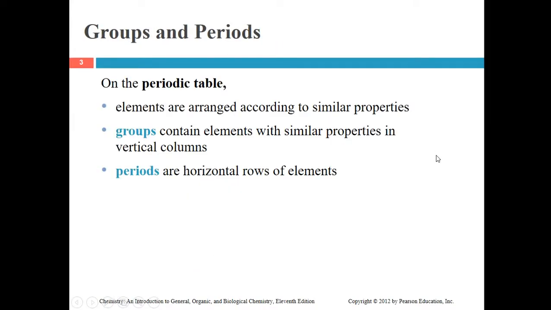On the periodic table, elements are arranged according to similar properties. If they are going in a vertical column, they're called groups or families, and they contain elements that have similar properties. Whereas the periods are horizontal rows of the elements. And it goes in cycles, hence periodic table or periods.